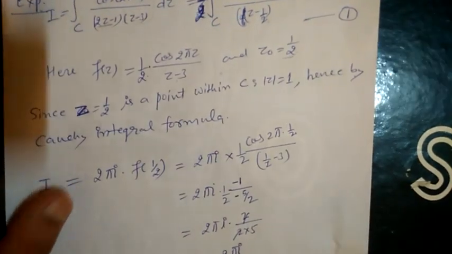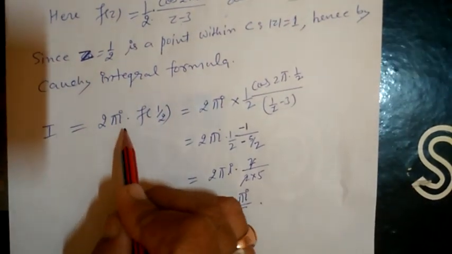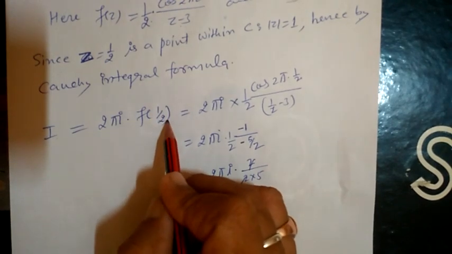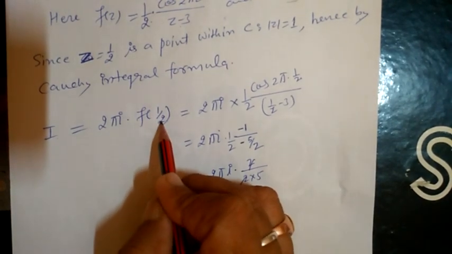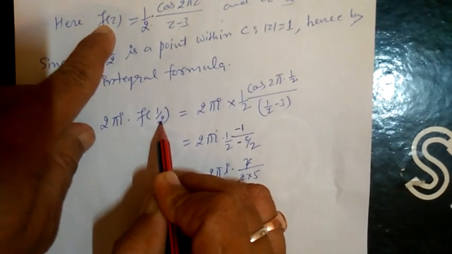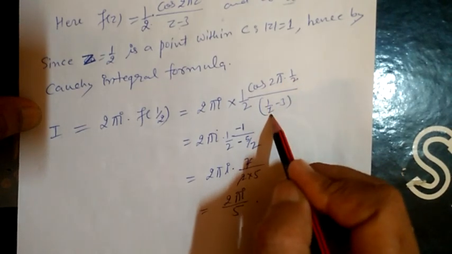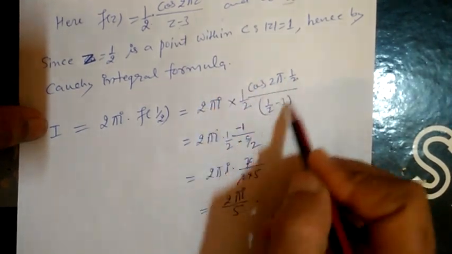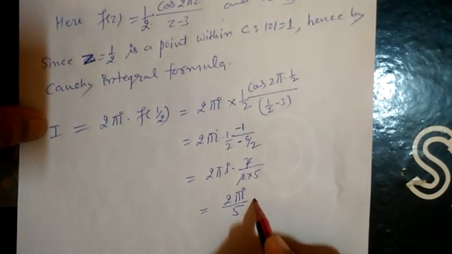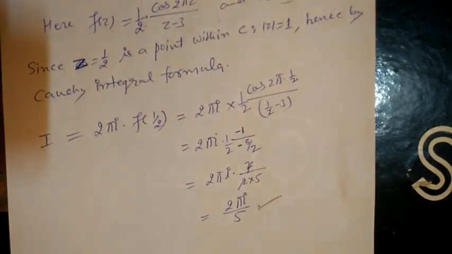So by using the Cauchy integral formula, the given integral I is equal to 2 pi i f of 1 by 2. For f of 1 by 2, z is replaced by 1 by 2, so it will be 1 upon 2 cos 2 pi times 1 upon 2, upon 1 upon 2 minus 3. Simplifying this expression, we obtain 2 pi i upon 5. So this is the one problem based on complex integration.